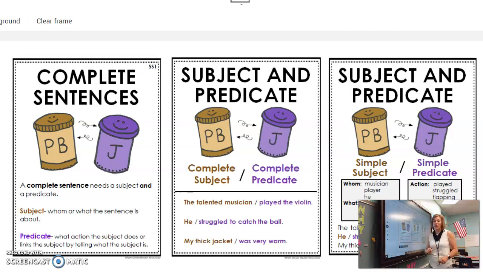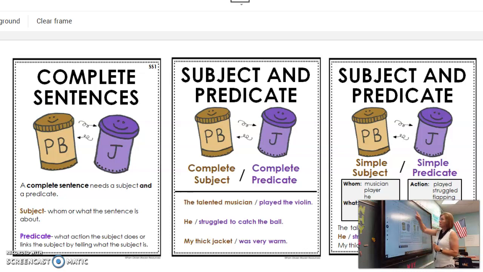Today I want to talk about complete subjects and predicates. Actually, I want to talk more about what makes a complete sentence. Those of you that were here earlier in the week learned this on Monday. Some of you haven't been able to be here all week, so I just wanted to touch base.